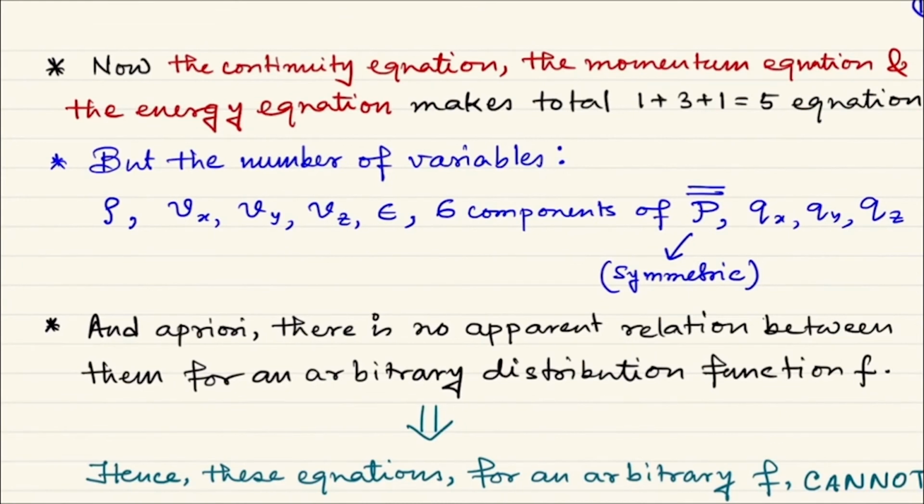Just one thing: the continuity equation, the momentum equation and the energy equation, if we look back, make a total of 1 plus 3 plus 1, that is 5 equations. The continuity equation is one scalar equation, the energy equation is one scalar equation, and the momentum equation is one vectorial equation, so 3 component equations. But what is the number of variables? The number of variables is much larger.